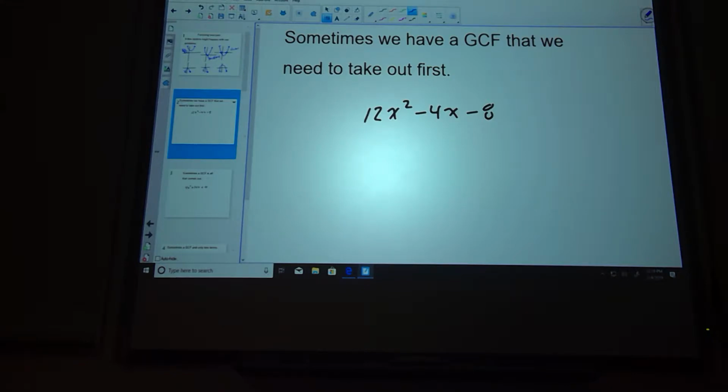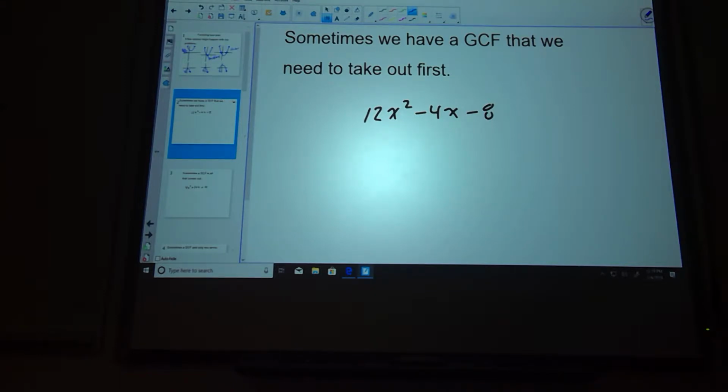As you started seeing in some of the homework, sometimes we have a greatest common factor. So take a look at 12x squared minus 4x minus 8. Is there a number that goes into all 3 of those terms? If so, what do you think it is?